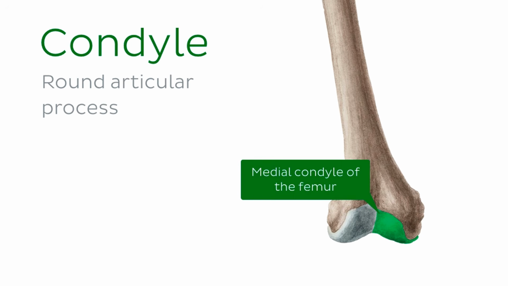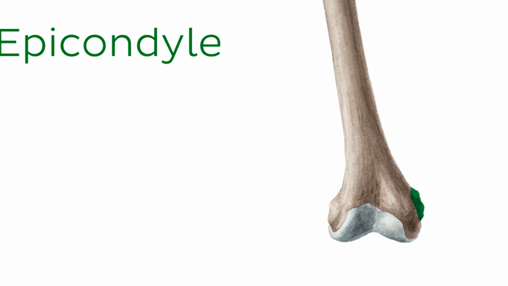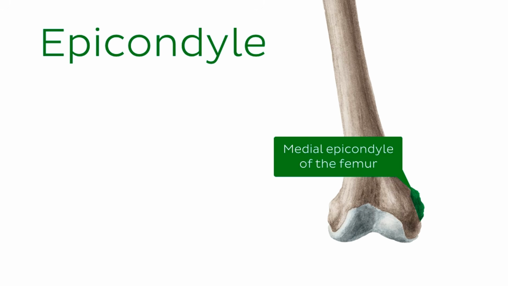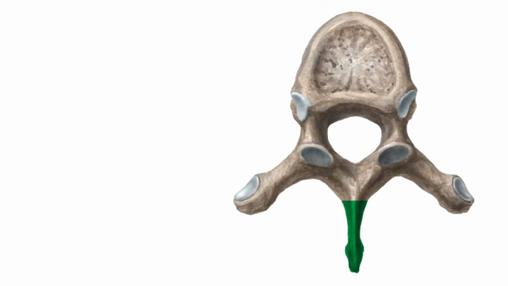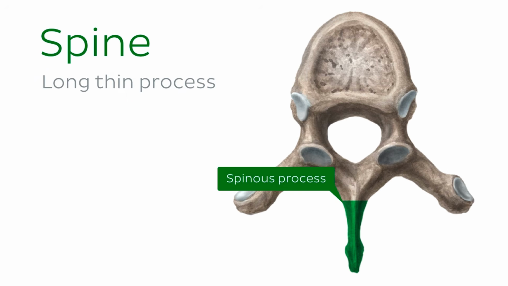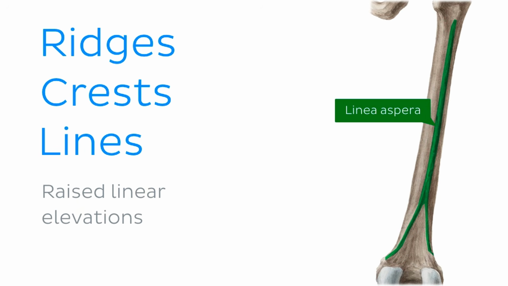Our next term of interest is condyle, which is a round articular process such as the medial condyle of the femur. They are often flanked by non-articular processes known as epicondyles. A totally different type of projection from this is a spine, which is a long, thin process such as the spinous processes of the vertebrae. And finally, we have ridges, crests, and lines, all of which are forms of raised linear elevations. The best known of these is undoubtedly the linea aspera of the femur.